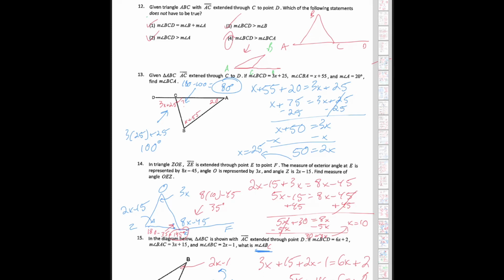Which of the following statements must be true or not have to be true? So we're looking for something that's false. So if I look at number 4, angle BCD, so this angle here is greater than angle BCA. That's the only one that's true because this angle here can be bigger than this one. It has nothing to do with these two, right?